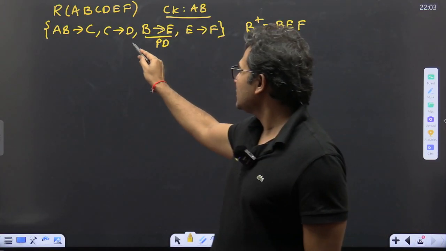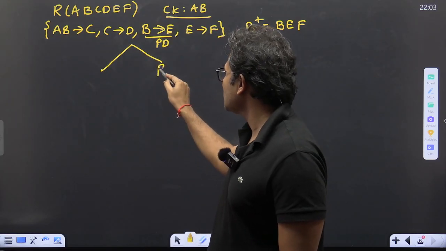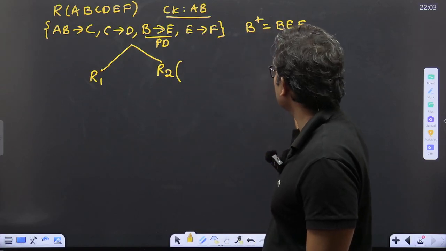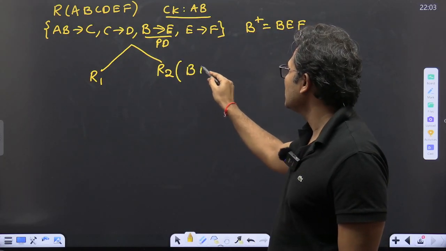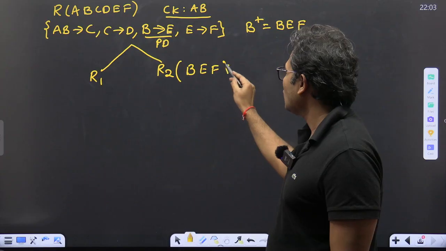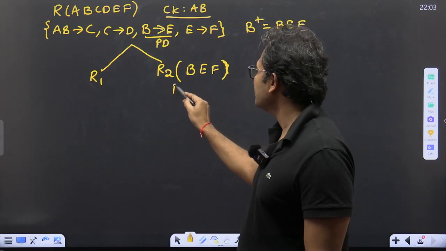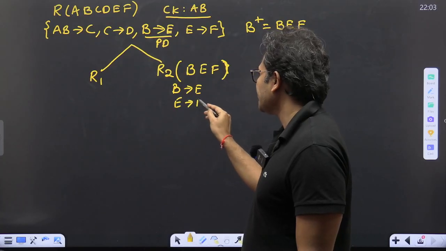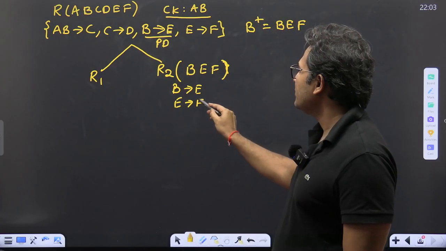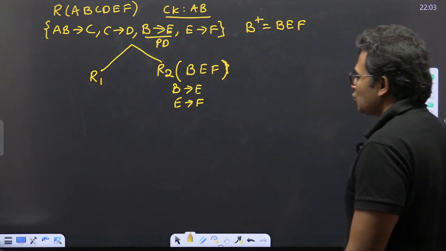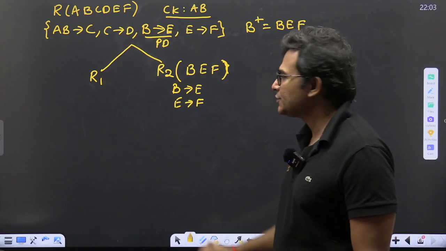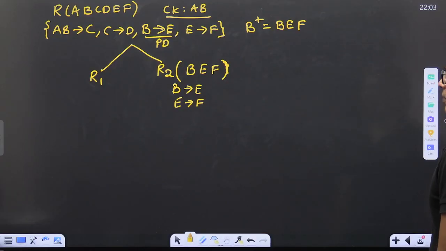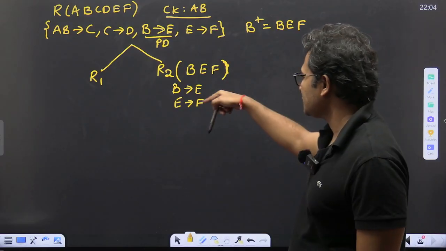So I'm going to divide this into two tables, R2 and R1. In R2, I'm going to put B, E, F, and the functional dependencies B determines E and E determines F will come here, right? Now B is the candidate key for this table R2. Therefore, you don't have to worry about partial dependency anymore. There is no partial dependency.